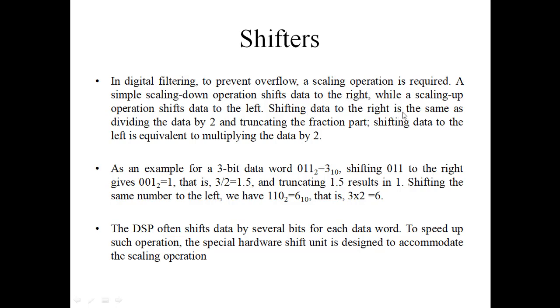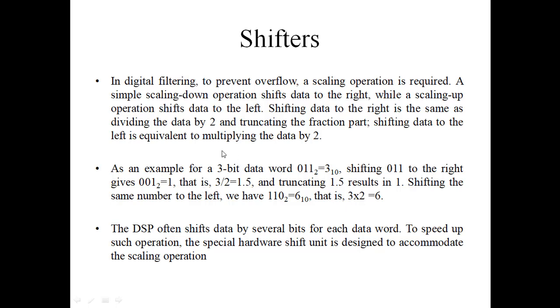Now shifting data to the right is the same as dividing the data by 2 and truncating the fractional part, whereas shifting data to the left is equivalent to multiplying the data by 2. So let me try to convince you with an example. For a 3-bit data word, we have taken 0, 1, 1 in binary, whereas in decimal it is 3, right? Now if I shift this 0, 1, 1 to the right by 1 bit, what do I get? To the left we add 0, and this 1 goes out, so we end up with 0, 0, 1. Now 0, 0, 1 in binary is 1 in decimal, right?